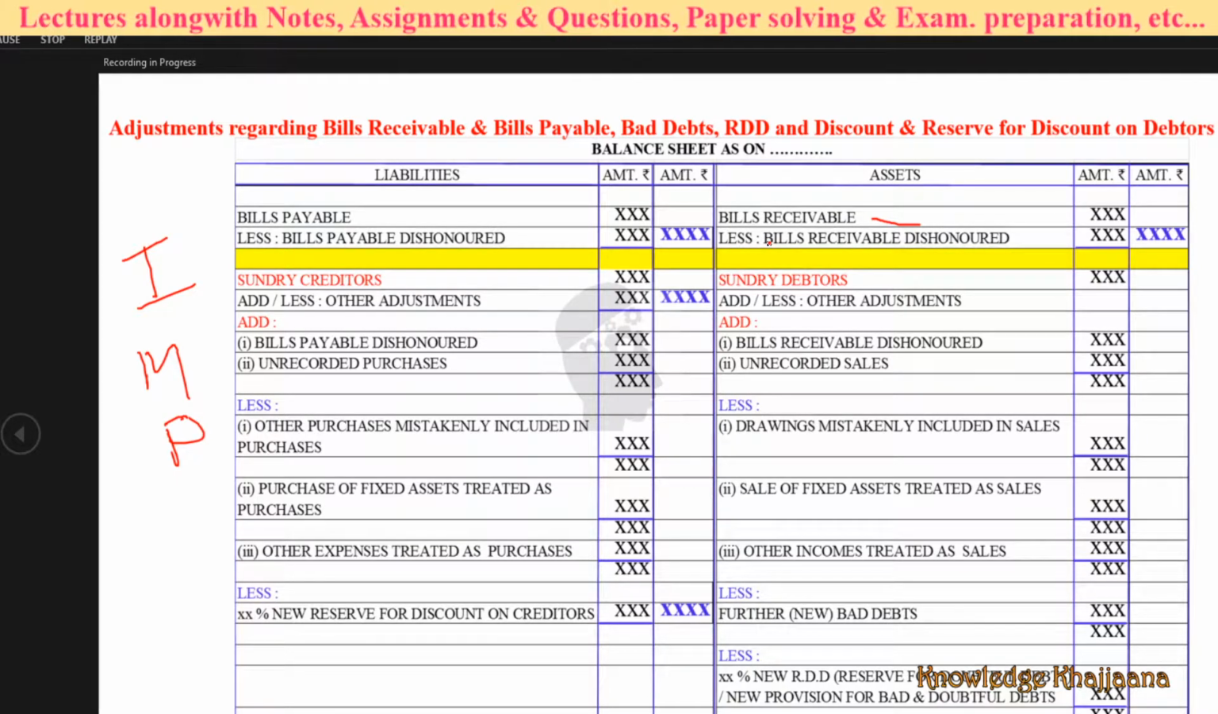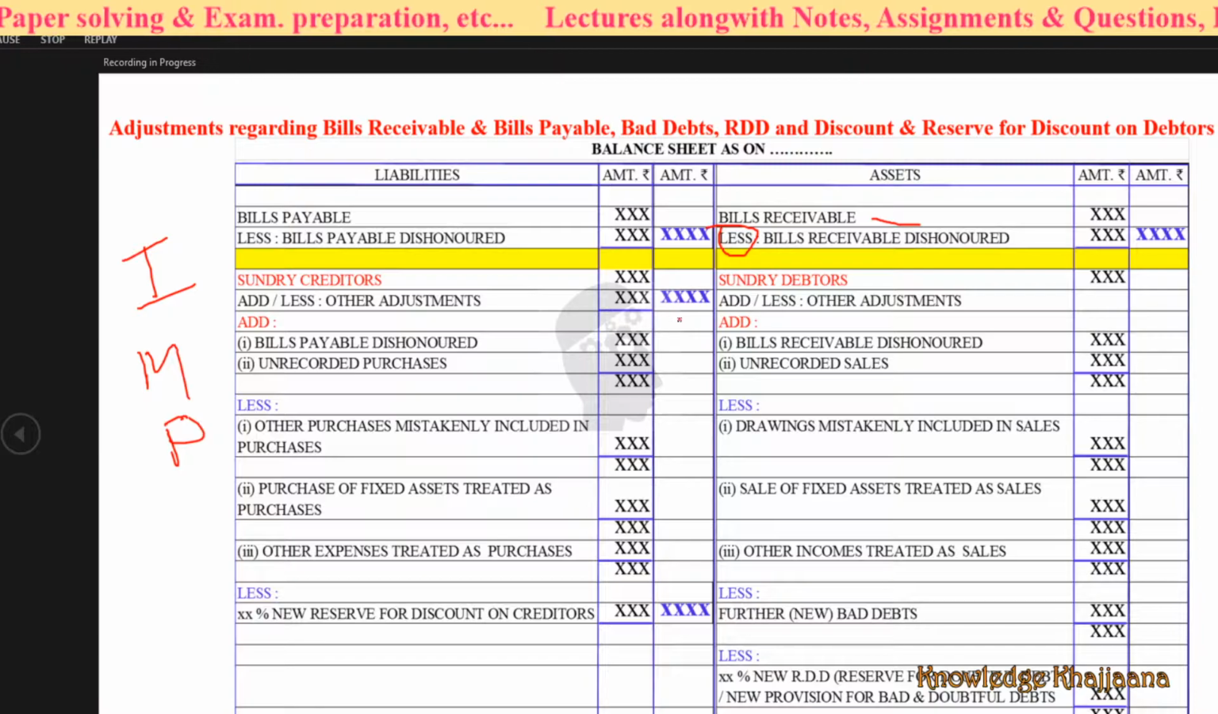But if the bills receivable are dishonored, it means the customer who had accepted the bills has now dishonored them. He didn't pay the bills which he had accepted, so we didn't get that amount. So whatever amount of bills receivable is dishonored, we have to deduct it: bills receivable less the amount which has been dishonored. So what will we get? We will get this final amount of bills receivable.